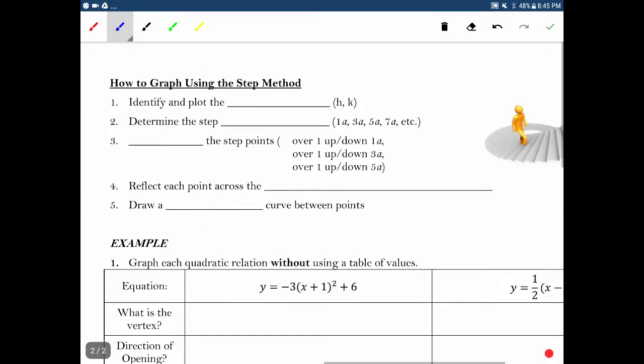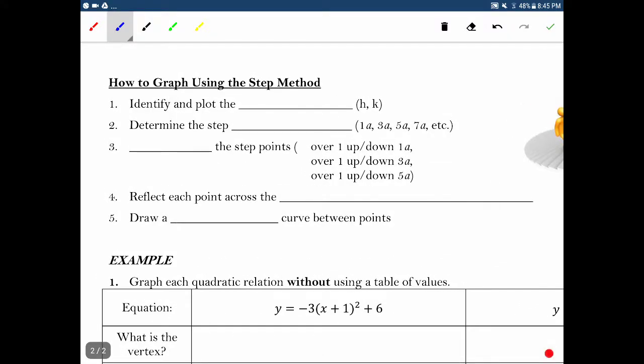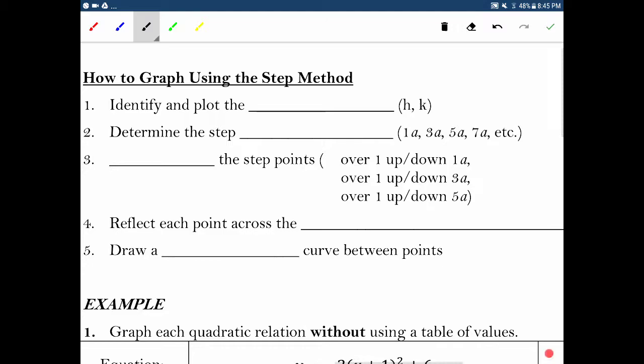So, to summarize how to graph using the step method: you're always going to identify and plot the vertex. So start by plotting the vertex, which we've already learned is just h and k using that vertex form. From there, we're going to determine the step pattern, which, like I say, is just going to be 1, 3, 5.